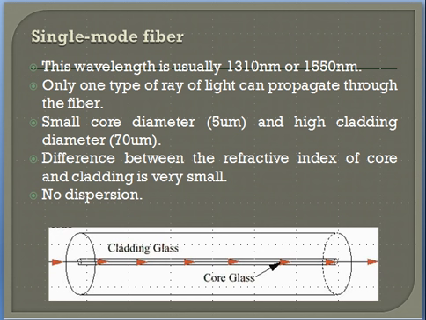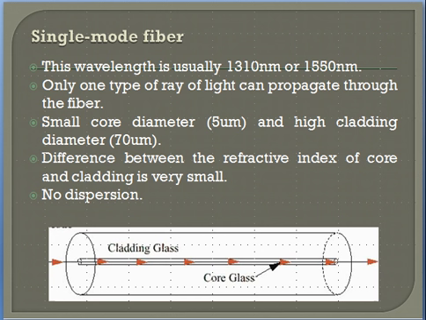This is a very important point. In case of single mode fiber, the difference between the refractive index of core and cladding is very small, and there is no dispersion, that means no degradation of the signal during the traveling through the fiber, and this light is passed through it through a laser diode.